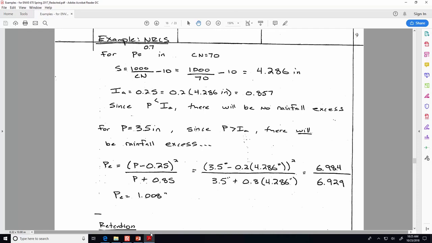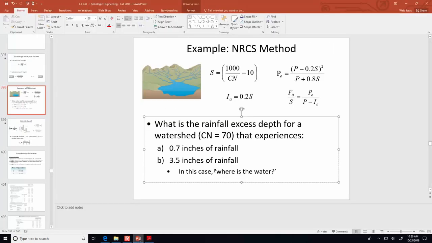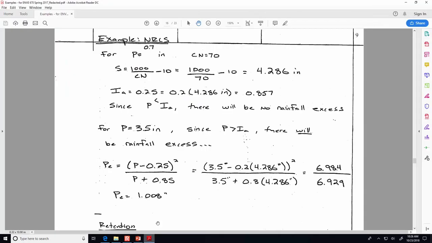On the other hand, that other storm, for 3.5 inches, there will be rainfall excess because the precipitation is greater than the initial abstraction. So then the question, now we can start to use this P sub E formula, is how much rainfall excess will there be of that 3.5 inches? So it should be about an inch, 1.008 inches, of rainfall excess. And so the next part of the example was asked, by the way, before we move on to where is the water, just any question on the example up to this point so far?